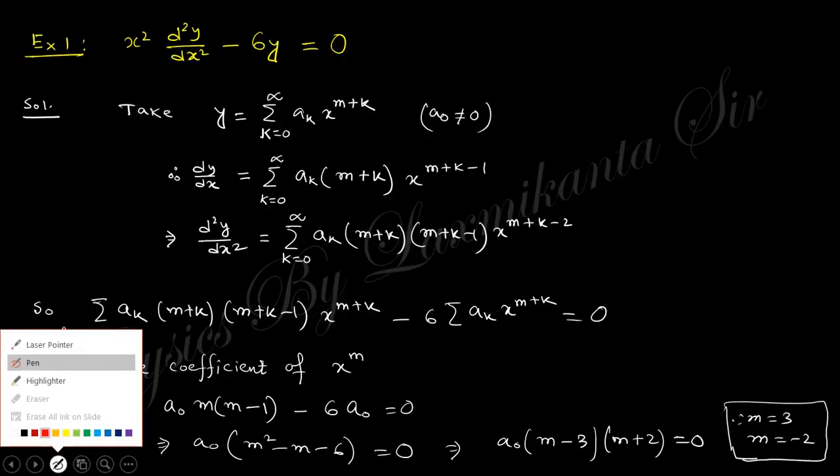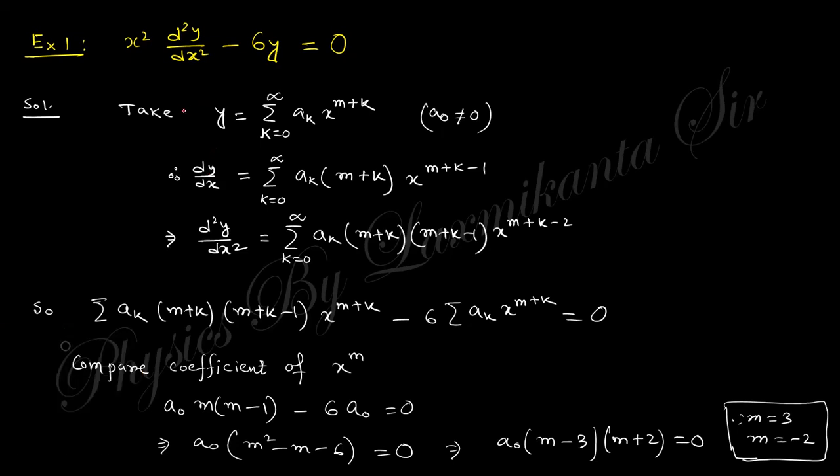So let's start with this equation, x square d2y dx square minus 6y equals to 0. In general, in the Frobenius method, we take y as a summation of ak x to the power m plus k, where k goes from 0 to infinity, a0 not equals to 0. Take the first derivative with respect to x and the second derivative with respect to x. Now if you put these in this equation, you will get this expression.